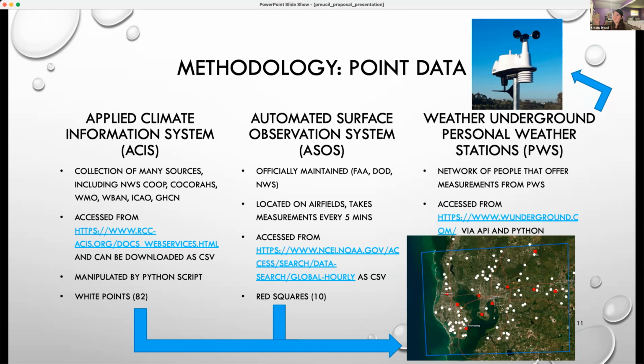The last point data is the Weather Underground personal weather stations. That's an image of what one may look like. So take a peek in your neighbor's yard. If they have one of these and they're reporting to one of these networks, you could be getting some pretty good hyperlocal weather data if you're interested. So again, they're just people that are offering their own measurements, and you can access it straight from the Weather Underground website via an API and a Python script.